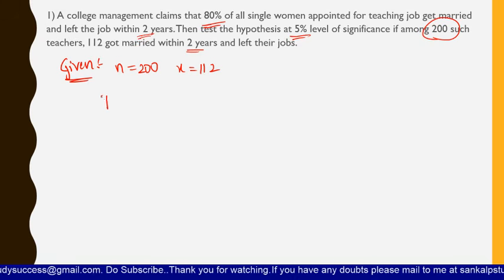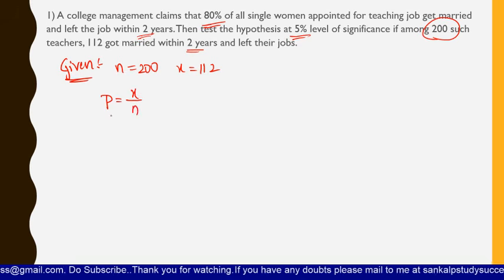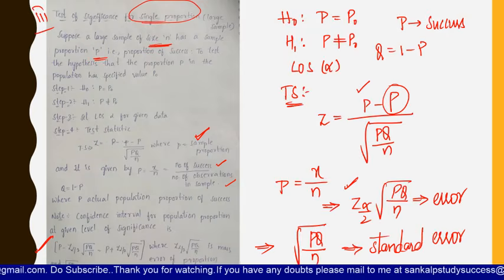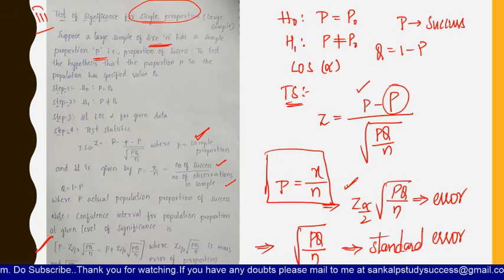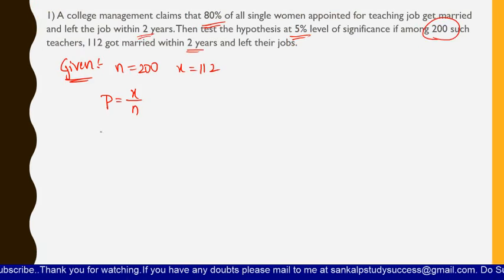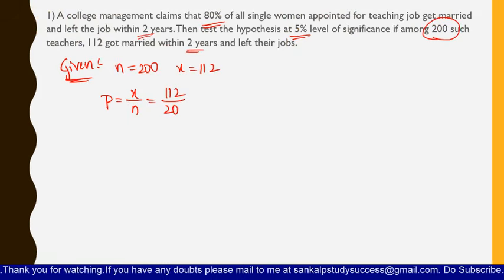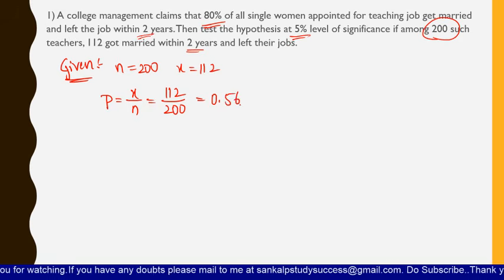So we are going to calculate the small p value, which is nothing but x by n, right? Previously we have seen the p value is nothing but x by n. So the x value and the n value will be already given in the question, and you have to just find out the p value, which is nothing but 112 by 200. That means the p value becomes 0.56.